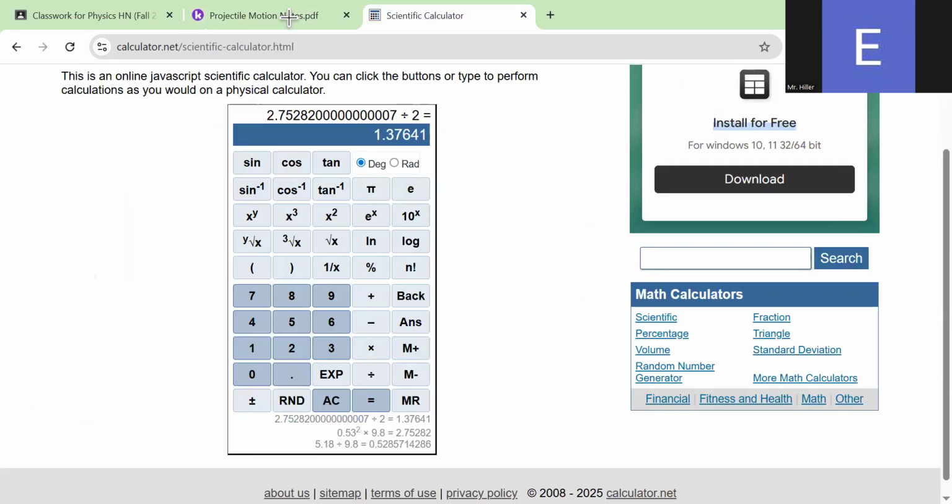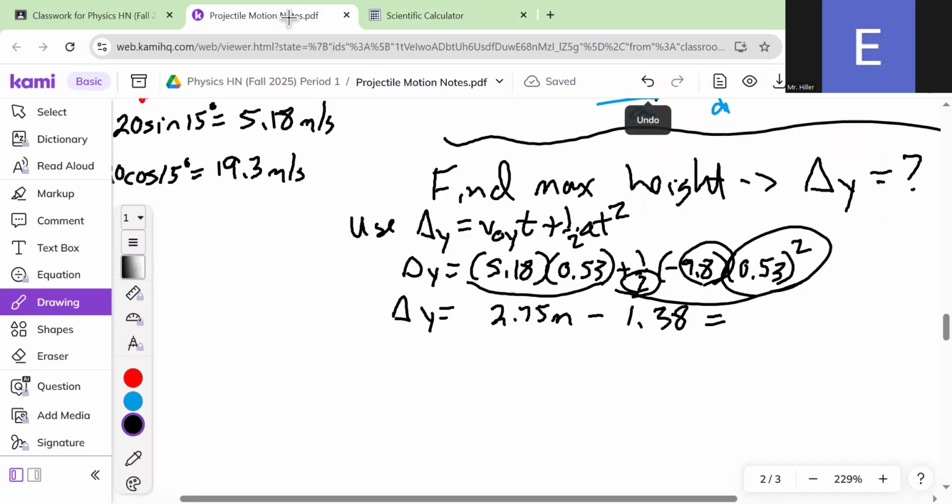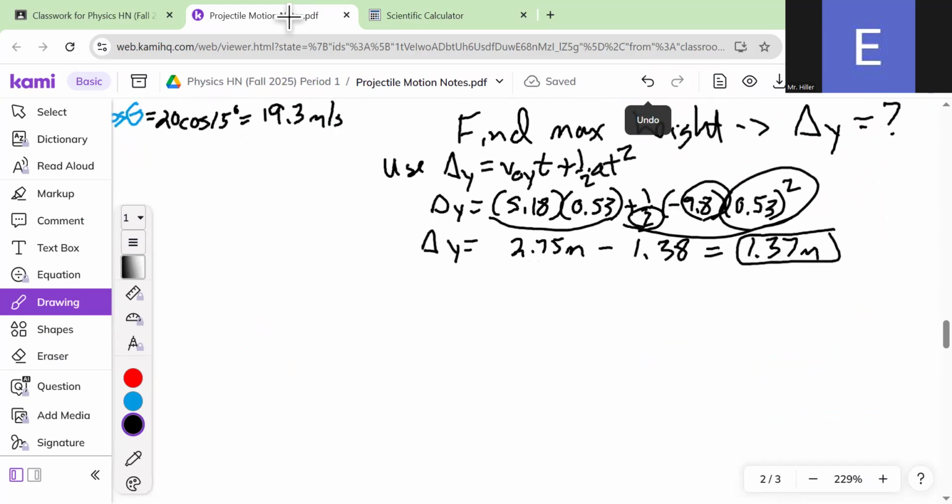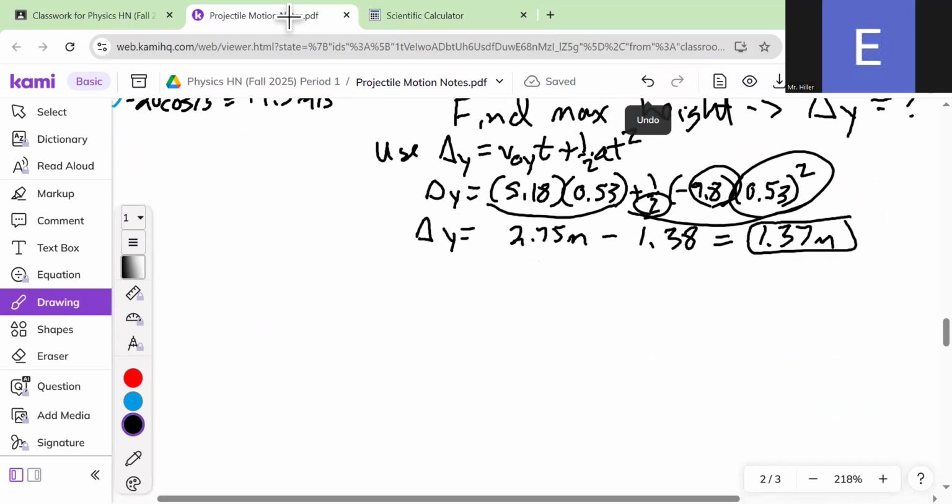Subtract those. 2.75 minus 1.38 is about 1.37. So at that small angle of 15 degrees, it only gets barely up to almost 1.5 meters high.